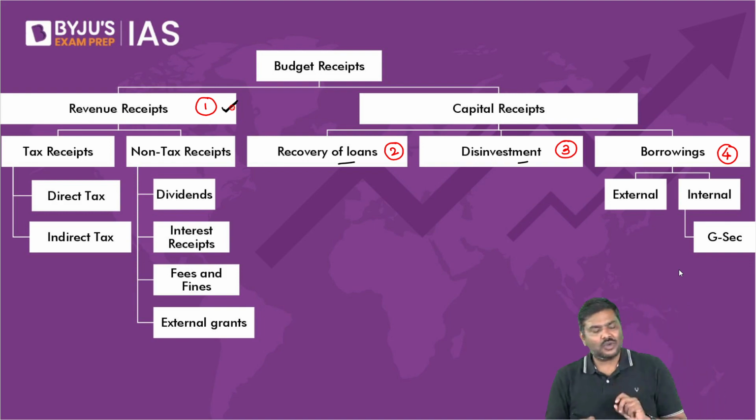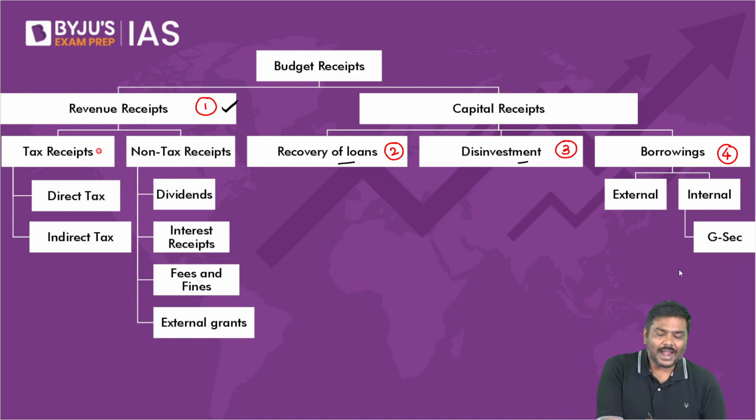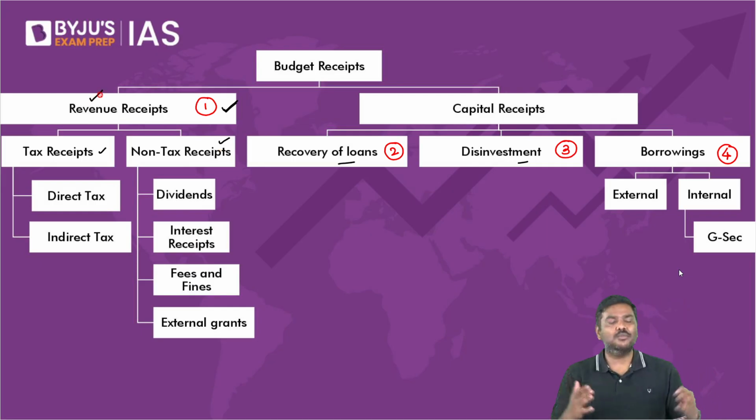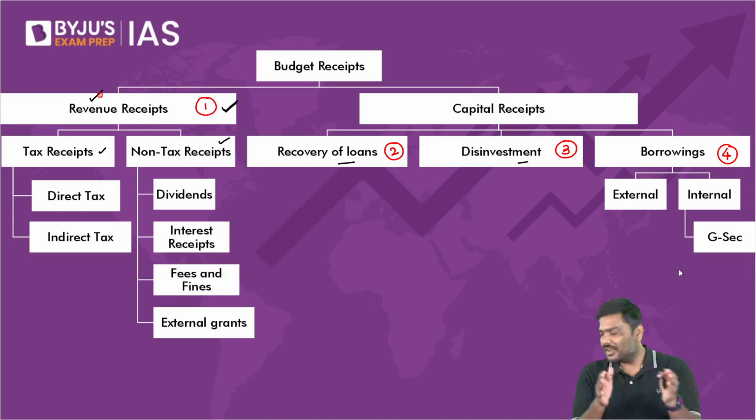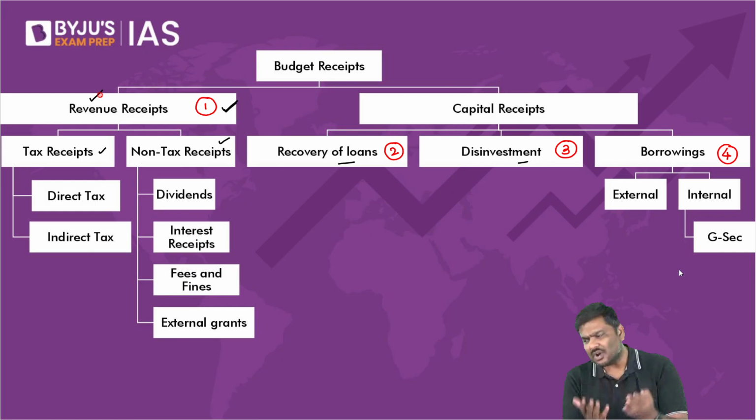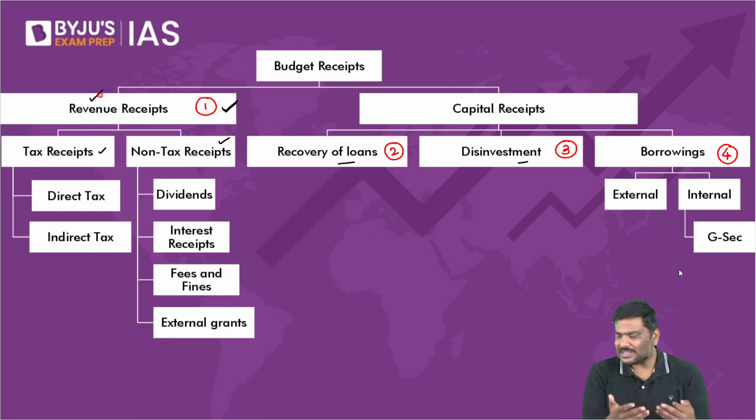There are two students who are saying, sir, why are you not adding tax receipts and non-tax receipts when you talk about total receipts? My dear, when I count total revenue receipts, is it not the sum total of tax and non-tax? Please make observations. So when I say total of revenue receipts, is it not the sum total of taxes as well as non-taxes? Right? So please understand.